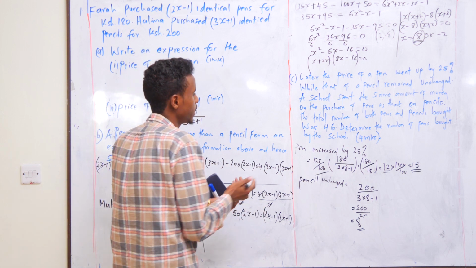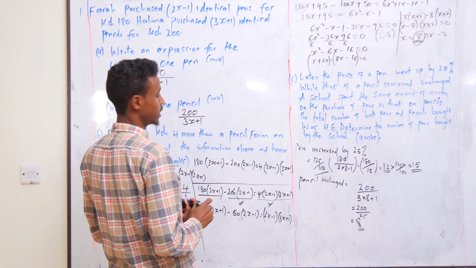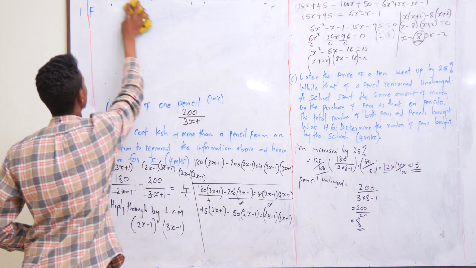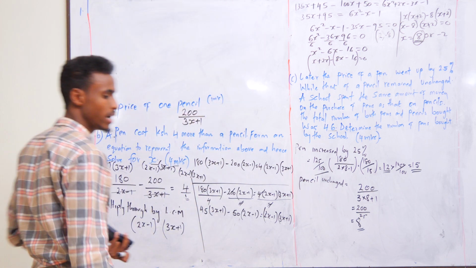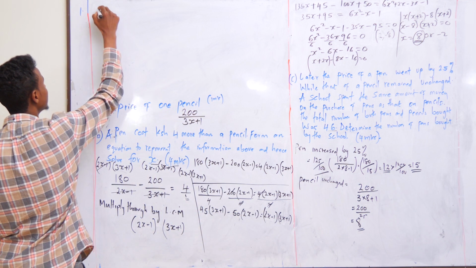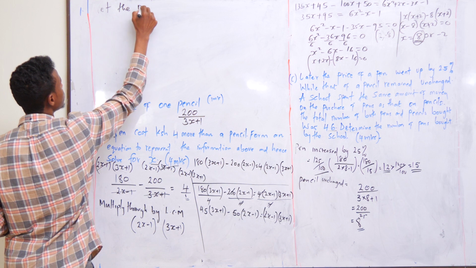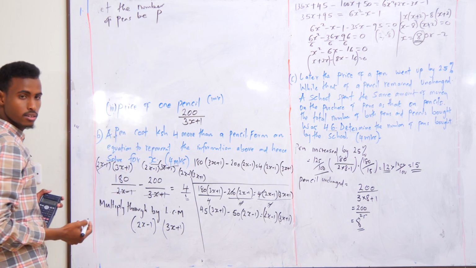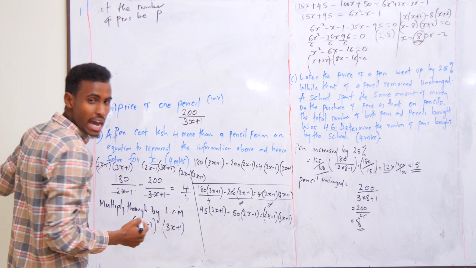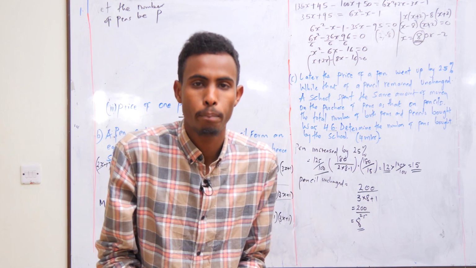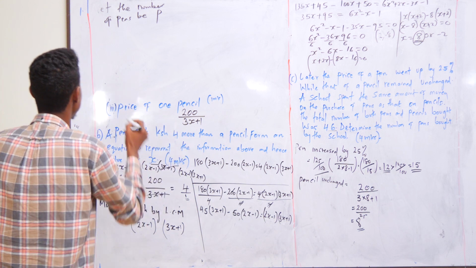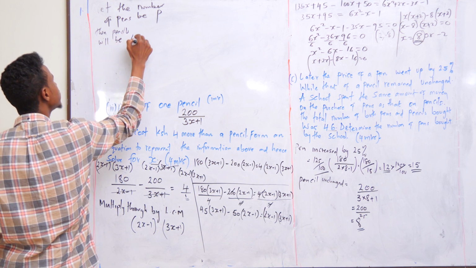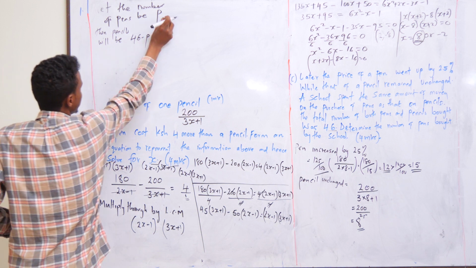And the total number of both pens and pencils purchased was 46. Now we come back here and do this very quickly. Let the number of pens be P. If the number of pens is P and the total number of pens and pencils purchased is 46, what is the number of pencils? Pencils will be 46 minus P, because the total minus the pens gives you the pencils.